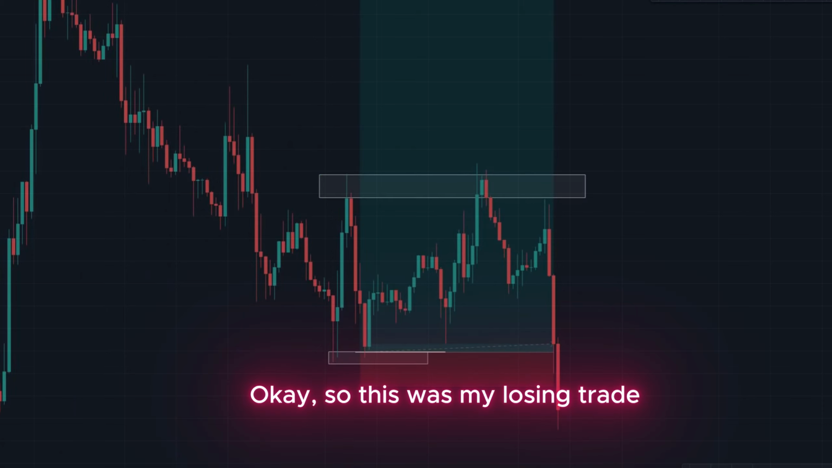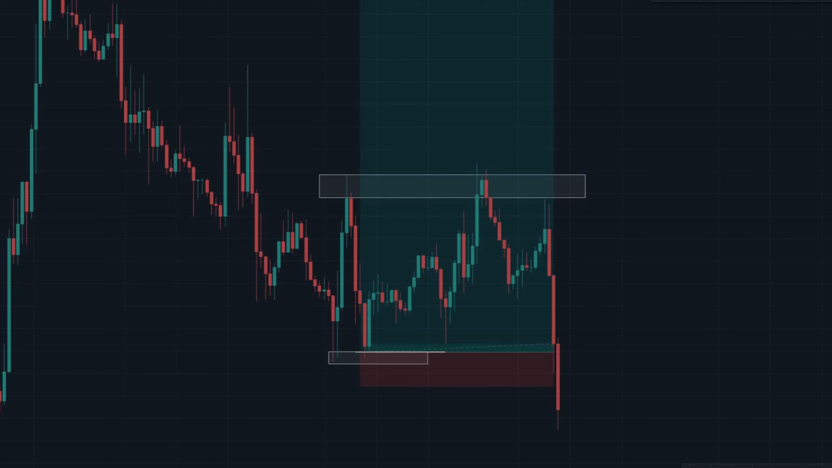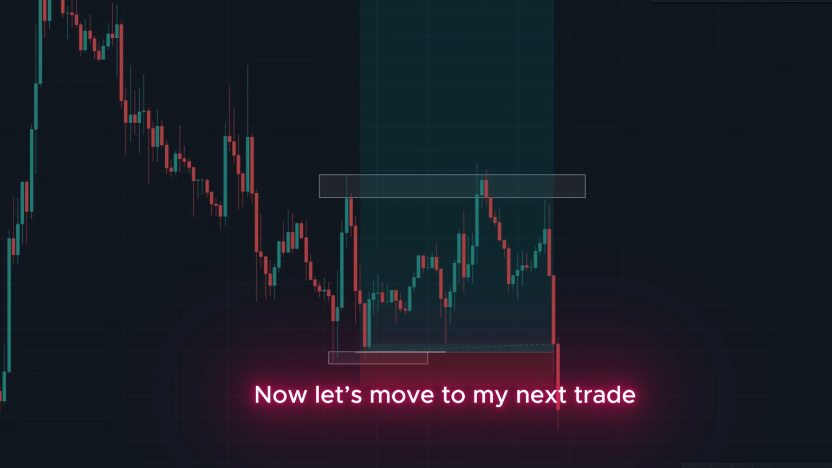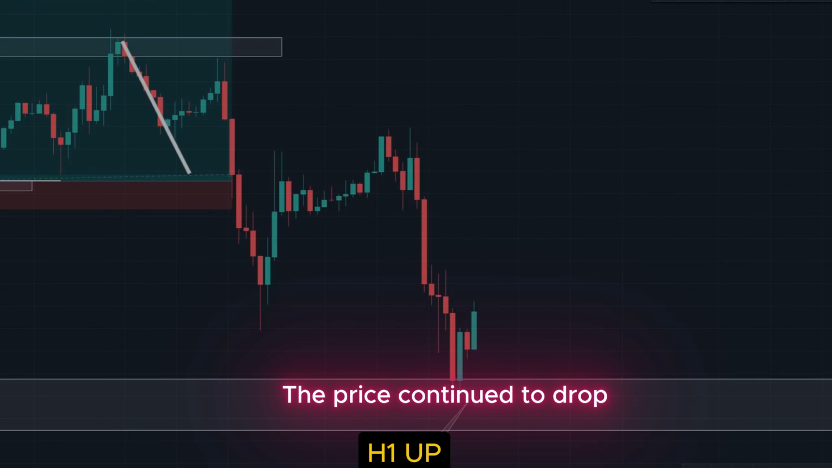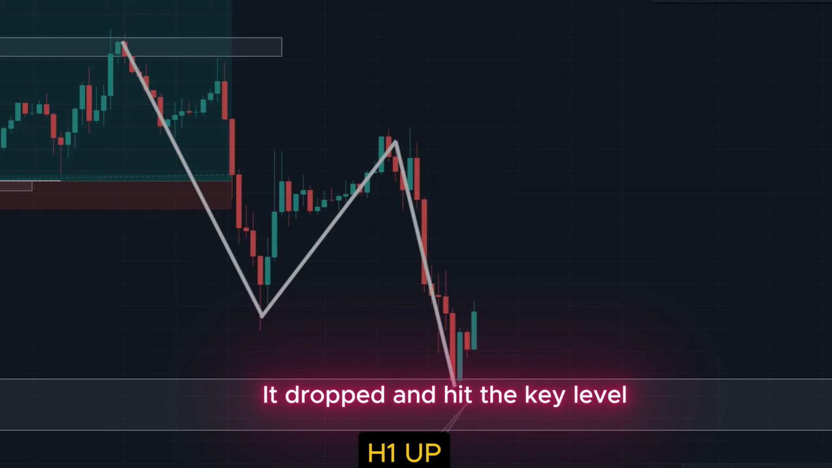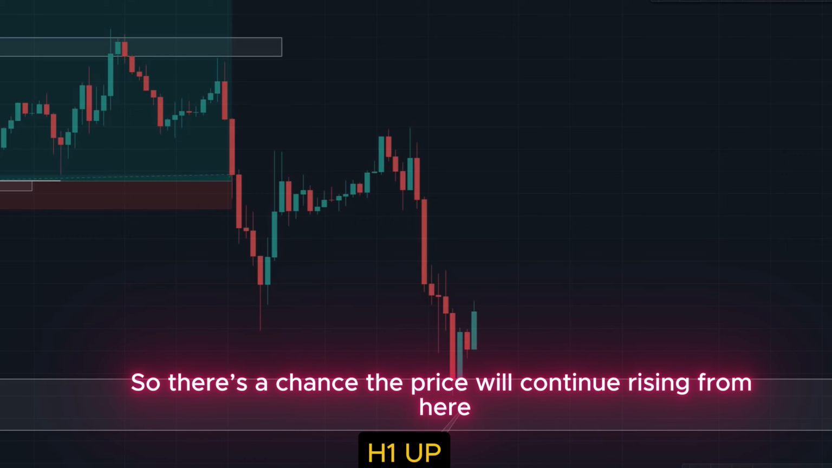Okay, so this was my losing trade. This was my break-even trade. Now let's move to my next trade. The price continued to drop. It dropped and hit the key level on the 4 hour time frame. So there's a chance the price will continue rising from here.